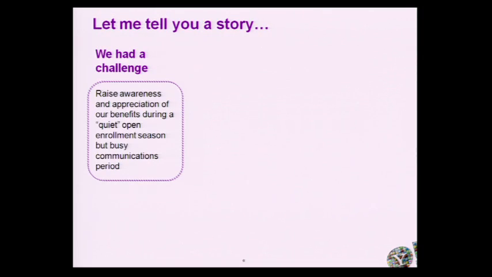So we had a challenge. How do we raise awareness around our benefits? We're trying to keep things simple. You'll see there's 3 purple tiles up here. We had those throughout the campus. They stick to anything, and they really aren't Velcro on the back. They're just made of a material that sticks to anything. So they were all over elevators. They were everywhere. So that was part of our campaign, which I'll explain in a minute.